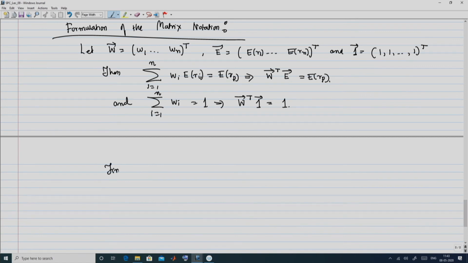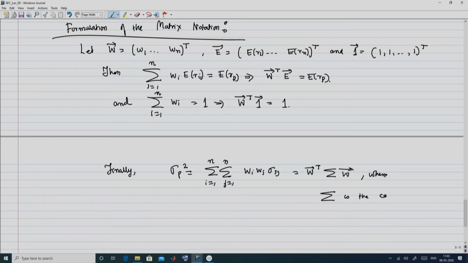Okay, so finally, we also introduce sigma p square, which is the summation i equal to 1 to n and j equal to 1 to n, Wi Wj sigma ij. This is vector W transpose sigma W, and here this sigma is the covariance matrix.